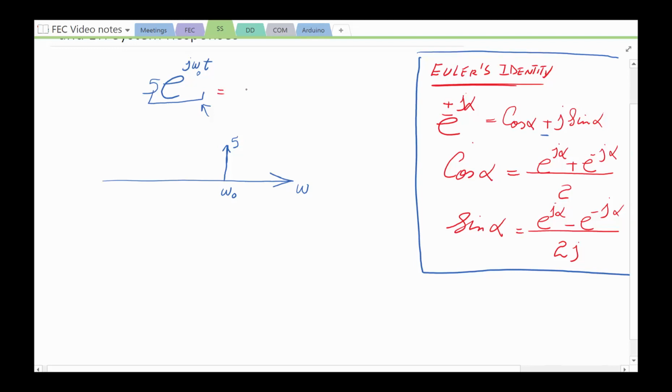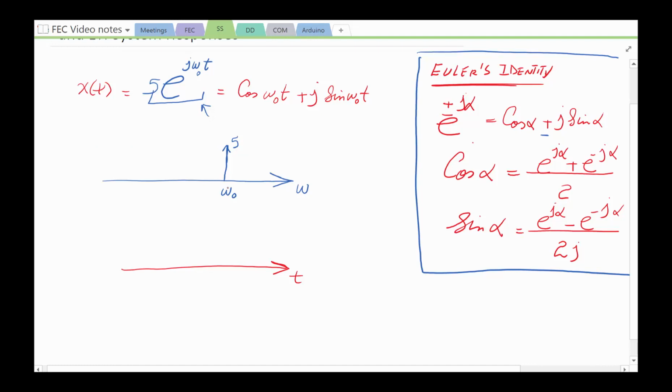So this thing is cosine omega 0 t plus j sine omega 0 t. Then you have to answer the question: this is a complex number now in time domain, so what do you want me to represent here if you want it in time domain? Well, you could say this signal is, let's say, x of t. So this would be x of t in frequency domain, that's what it looked like.